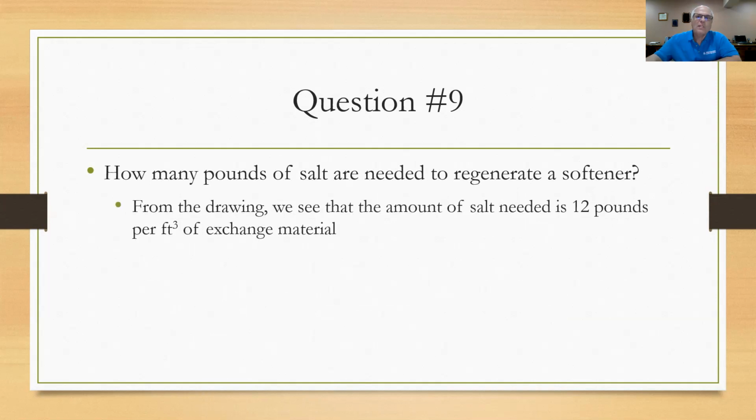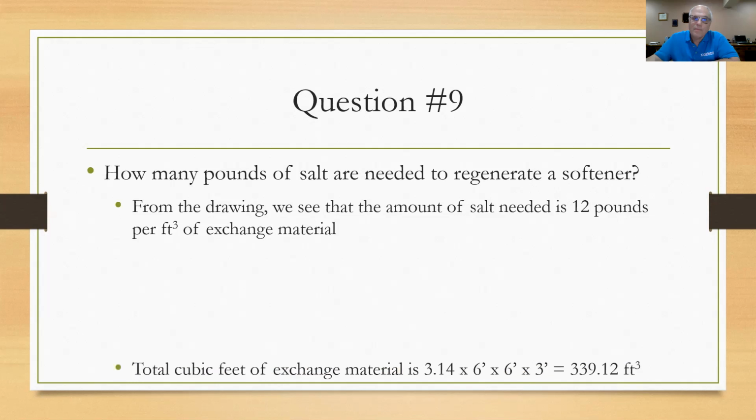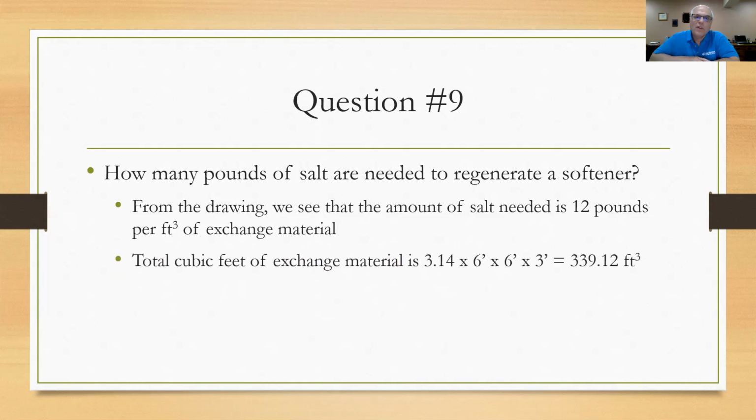So from the drawing, we see that the amount of salt needed is 12 pounds per cubic foot of exchanged material. Well, the total cubic feet of exchanged material was found out by taking 3.14 times 6 times 6 times 3, or 339.12 cubic feet. Notice they didn't ask you for all 3. They're telling you you're going to do one at a time. Total cubic foot of one softener is 339.12 cubic feet.